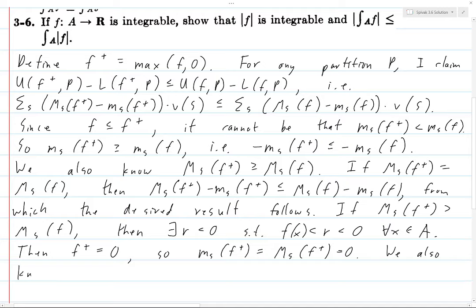We also know that obviously msf is going to be strictly less than capital MSF. We don't need strict less. This is going to be less than or equal to. It could be that f is constantly minus 1 or something like that.